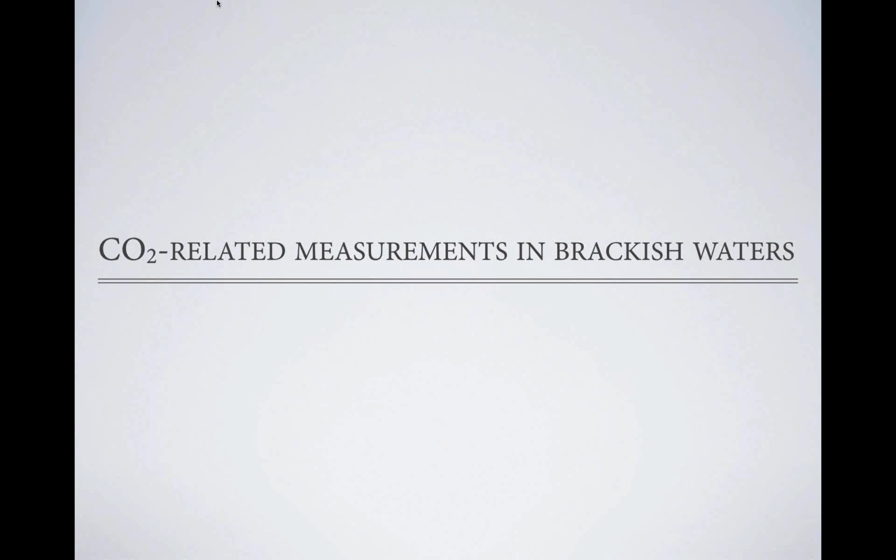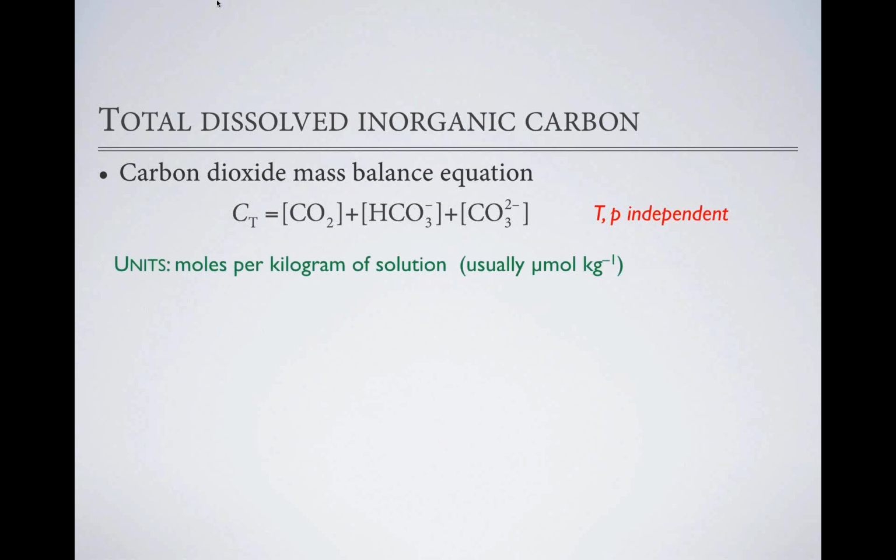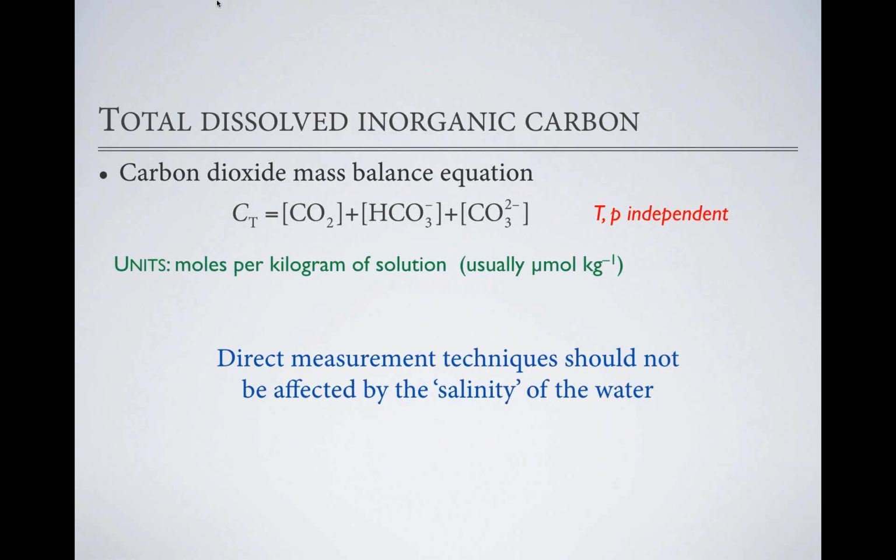So let's move to talking about the measurements. Total dissolved inorganic carbon is essentially the sum of the concentrations of the inorganic carbon species, temperature and pressure independent, usually in micromoles per kilogram of solution. And I'll point out here that direct measurement techniques should not be affected by the salinity of the water.